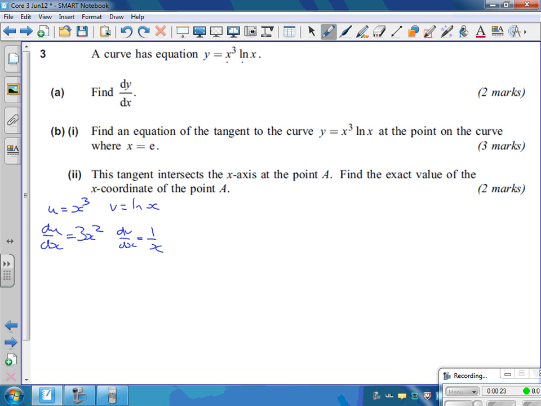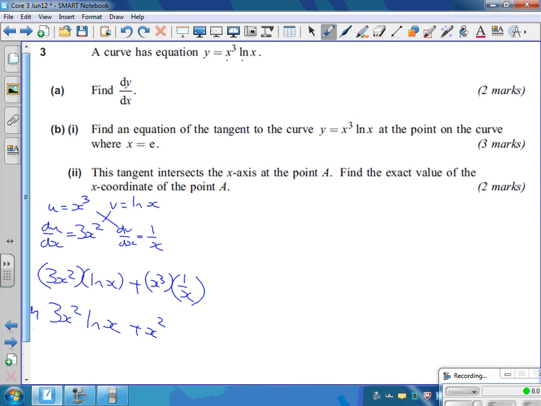The product rule is these, v du dx, these two things times together, plus these two things times together, x cubed times 1 over x. And actually this is finished. We're all done there, 2 marks. You can tidy it up if you want to, but we've got an x cancelling here, so we're getting an x squared there. So dy by dx equals that bit there. 2 marks for the start there.